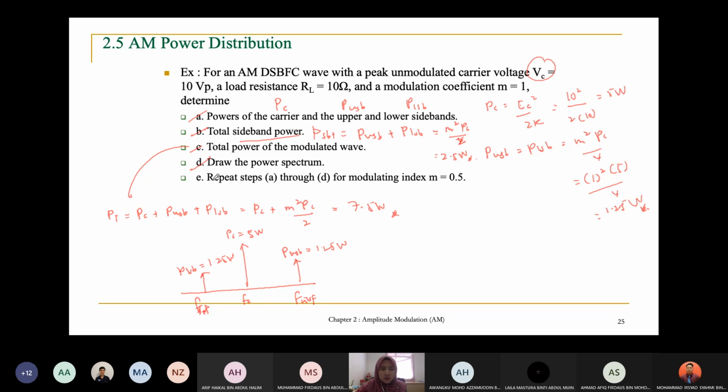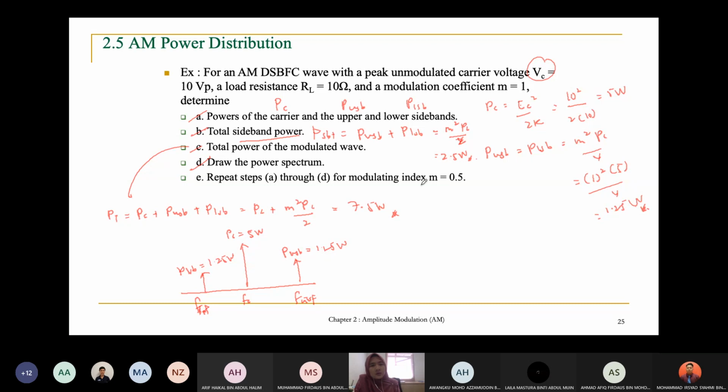For question E, you just repeat steps A to D for the modulating index M equals 0.5. You can try this one by yourself. Previously we have covered the AM voltage distribution, and this one is the AM power distribution.